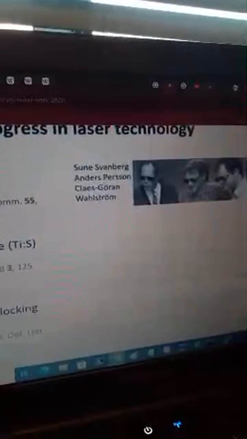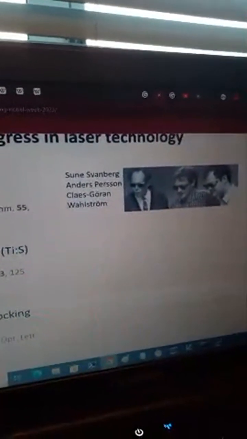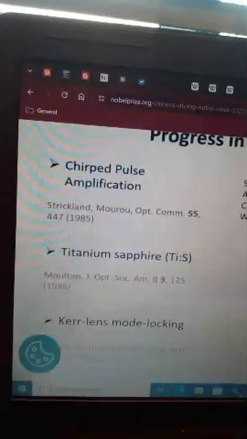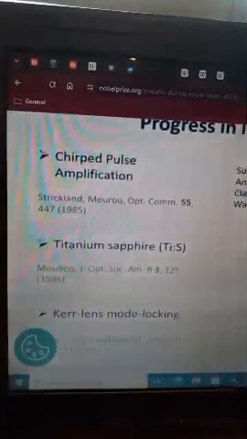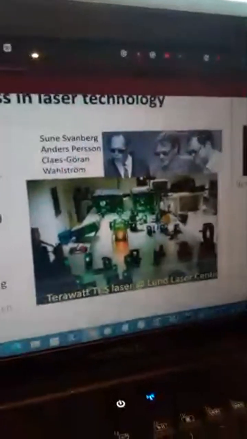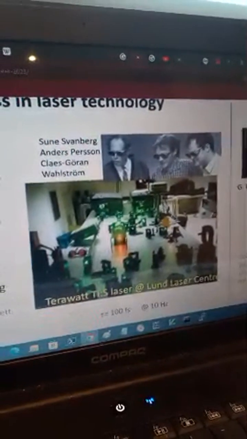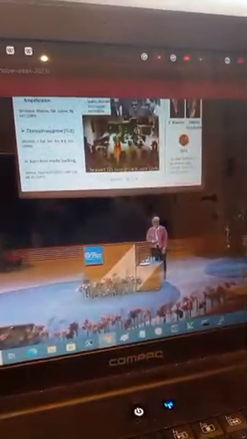And here you have 3 Swedish scientists, Sune Svanberg, Anders Persson, Claes-Göran Wahlström, who look at this new laser technology, and they decide to really invest in it. This was very risky because it was not clear that it would work, but they built the high power laser facility in Lund with a terawatt titanium sapphire laser. This was really the perfect laser to study high order harmonic generation, with a short duration of the order of 100 femtoseconds, and at that time a high repetition rate, 10 laser shots per second, 10 hertz.